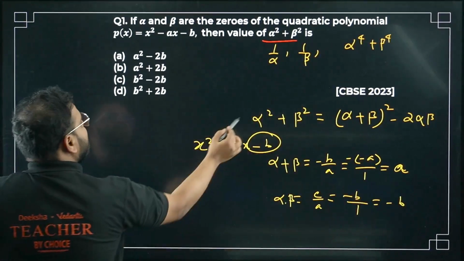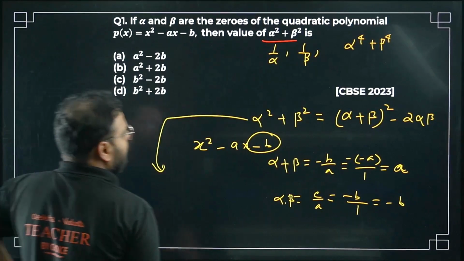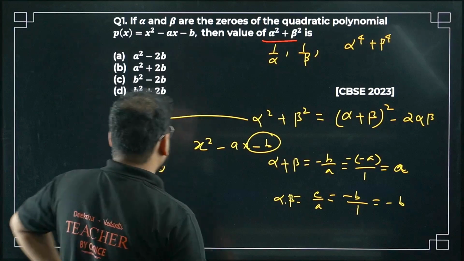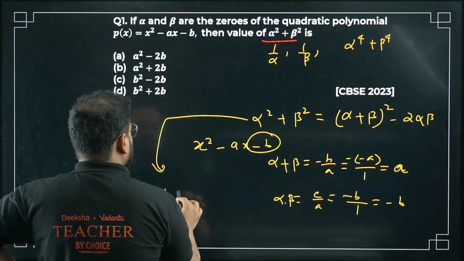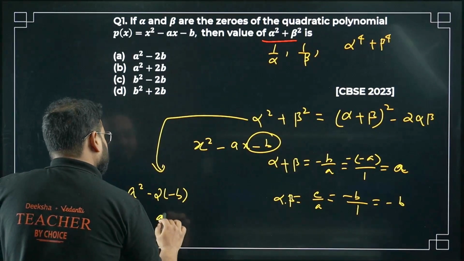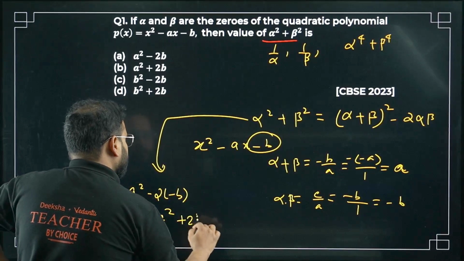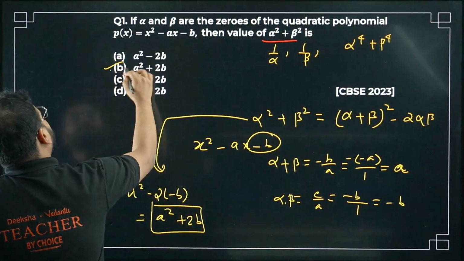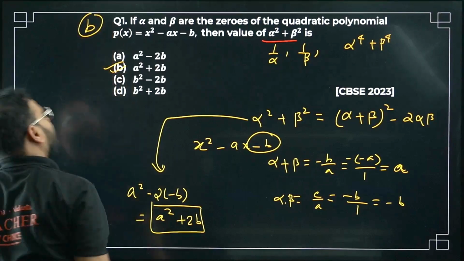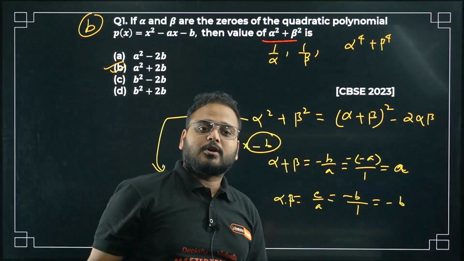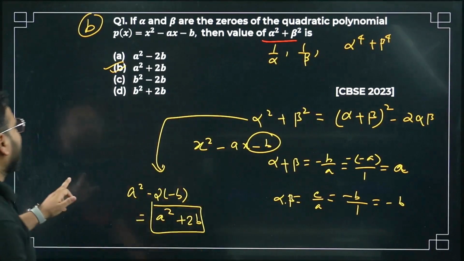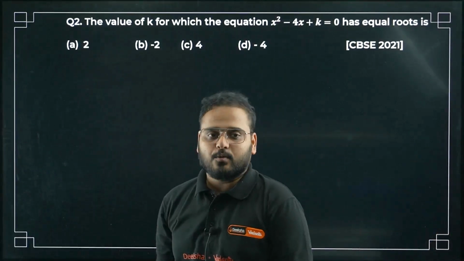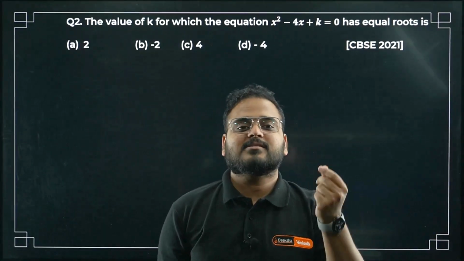Put it in this expression. What I get is a square minus 2 times minus b, giving me the value a square plus 2b. So the correct option is option B. Very good question, sir. This was easy, right? We just had to use the formula of a plus b the whole square. Once we use that, we get the right answer in a minute.